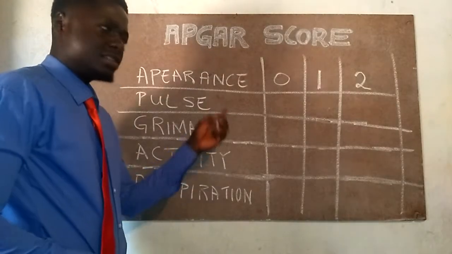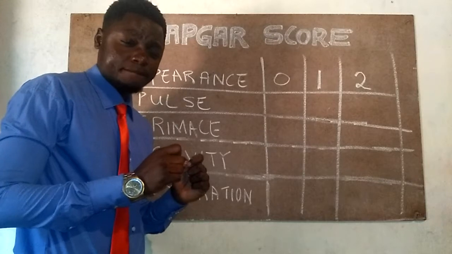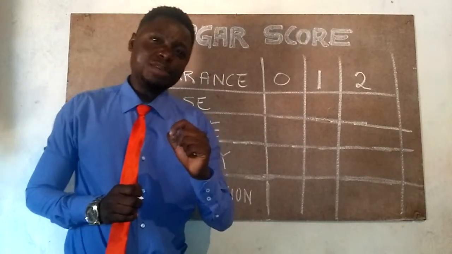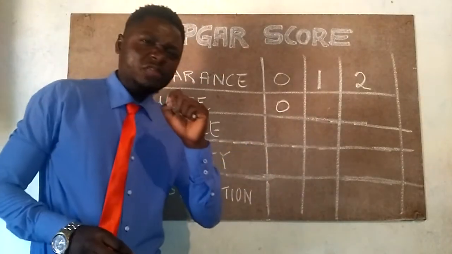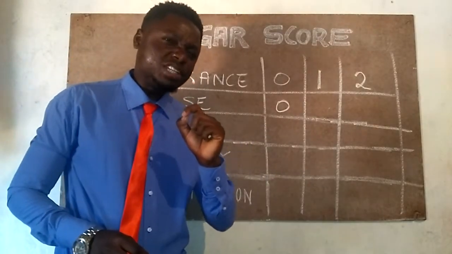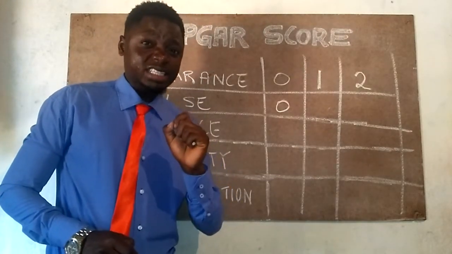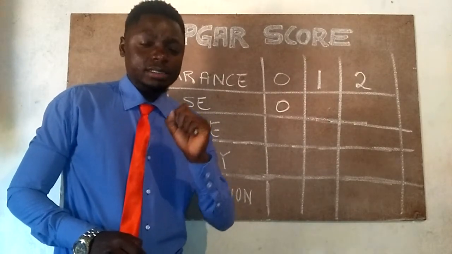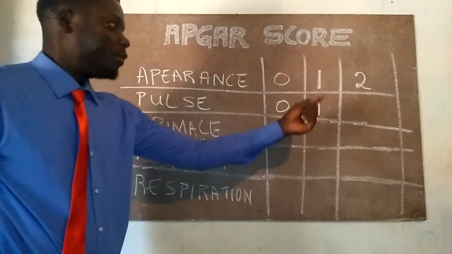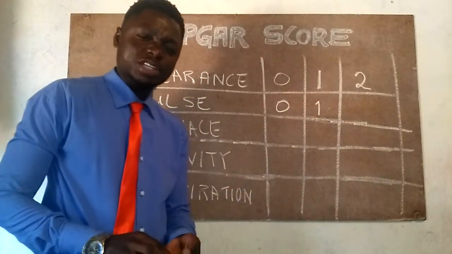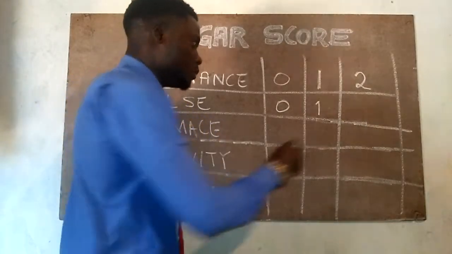Now, pulse is heart rate. If the heart rate is absent, then we give this baby 0. Now, we want the baby's heart rate to be more than 100 beats per minute. But where the heart rate is present, but less than 100, then we give this baby a 1 score. If the heart rate is more than 100 beats per minute, then that simply means that the baby is doing okay, and we rate that as 2.